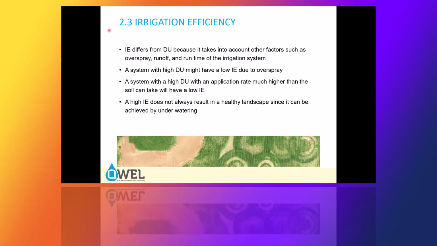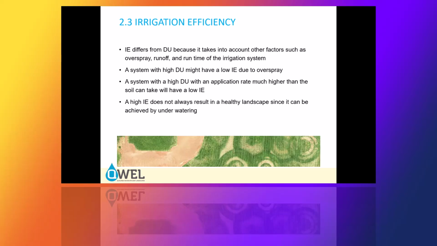Irrigation efficiency differs from DU because it takes into account other factors such as overspray, runoff, and the runtime of the irrigation system. A system with a high DU might have a low IE due to overspray. A system with a high DU with an application rate much higher than the soil can take will have a low IE. A high IE does not always result in a healthy landscape since it can be achieved by underwatering.